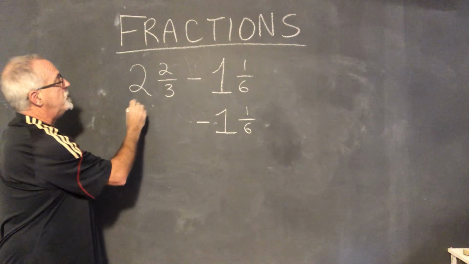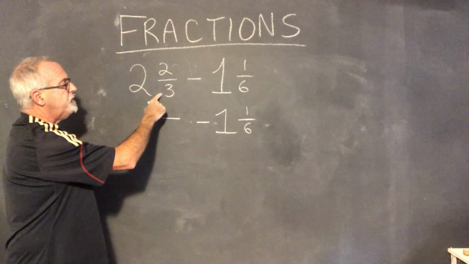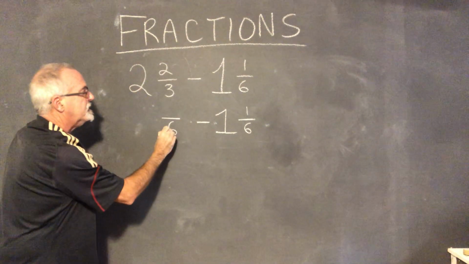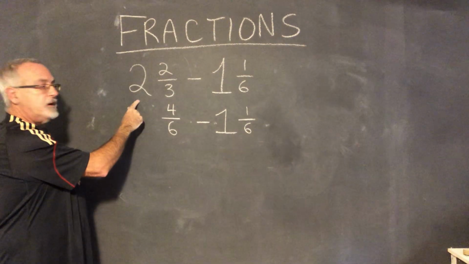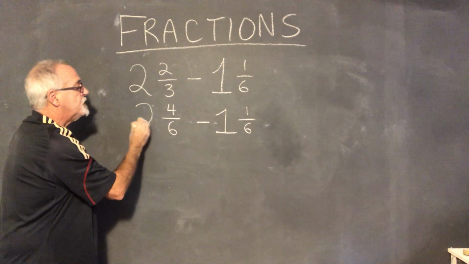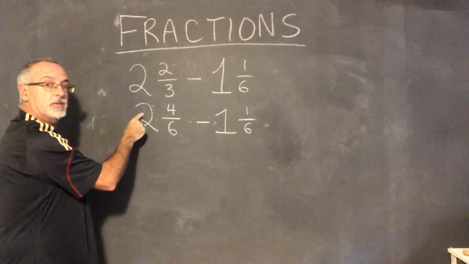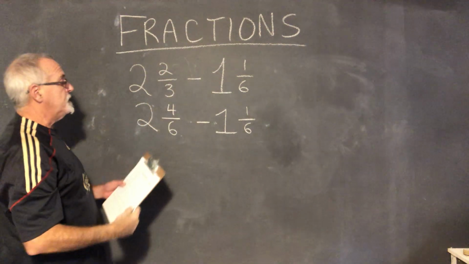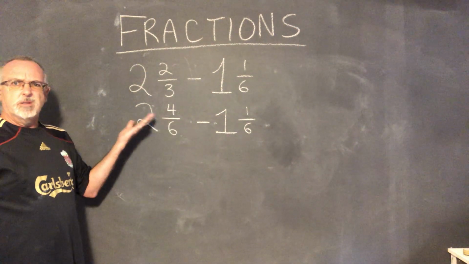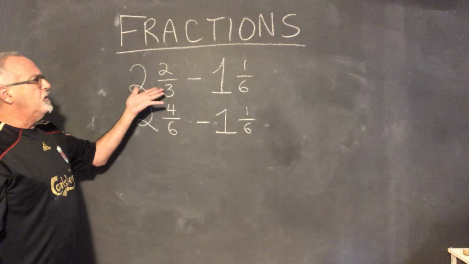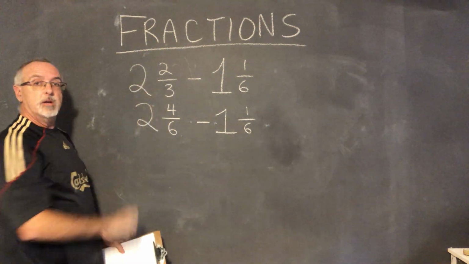How about this one though? 2/3 to be over 6, the 3 has to be multiplied by 2 to give me a 6. So the 2 will also be multiplied by a 2 to give me 4/6. And remember, this number is not changing. I doubled the 3, I doubled the 2, but I don't have to double this, and I don't want to, because that would change my fraction into something else. If I doubled it, I'd have 4 4/6. That's way too big. That can't be equivalent to 2 2/3. 2 4/6, though, is equivalent to 2 2/3.